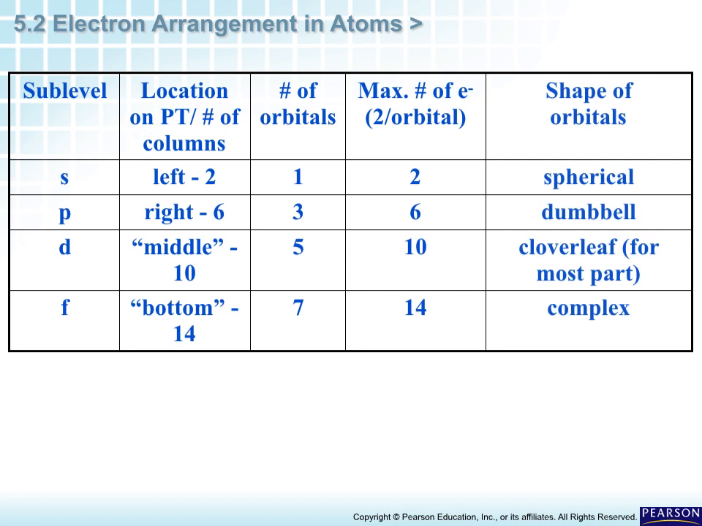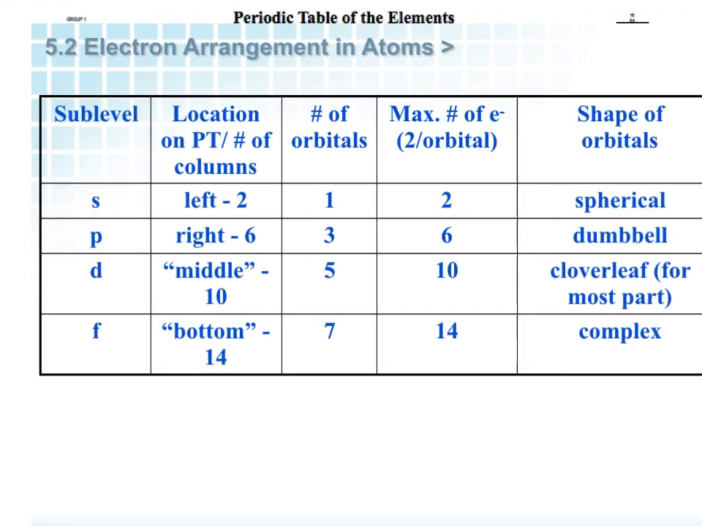Now the shapes, which we just went over: the S is spherical, the P is a dumbbell or an hourglass, the D is cloverleaf for the most part, except that crazy one at the end, and for F we just call those complex. All of those shapes came from those equations that Schrodinger did. What we're doing is we're taking those equations and making them simpler by showing where they are on the periodic table. We just tell you what their shapes are.